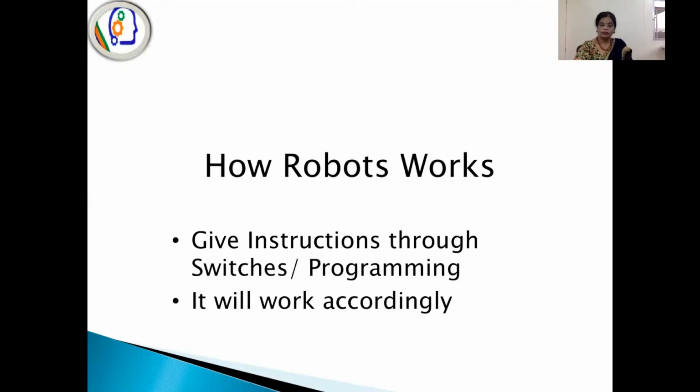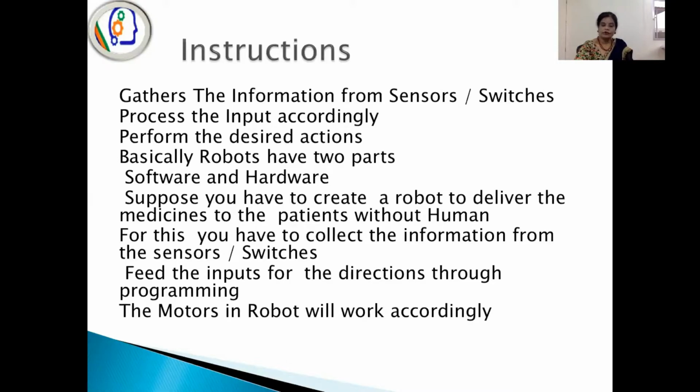How do robots work? Give instructions through switches or through programming, and it will work accordingly. They gather information from sensors or switches, process the input, and perform the desired action. Basically, robots have two parts, right? One is software, one is hardware.